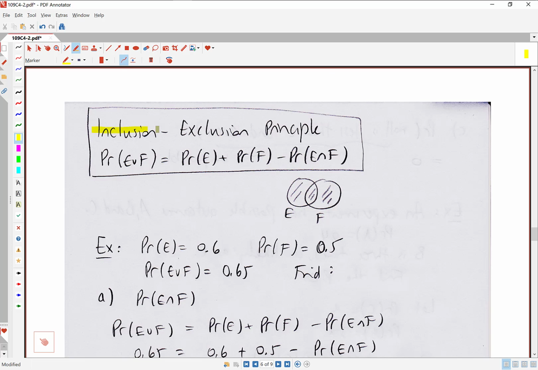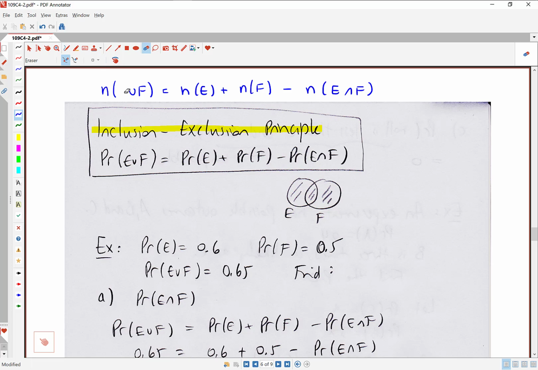So now let's talk about the inclusion-exclusion principle. We actually saw this back in chapter 3 when we were talking about sets, but we wrote it in terms of number of elements in a set. We said number of elements in E union F is equal to number of elements in E plus number of elements in F minus number of elements in the intersection.